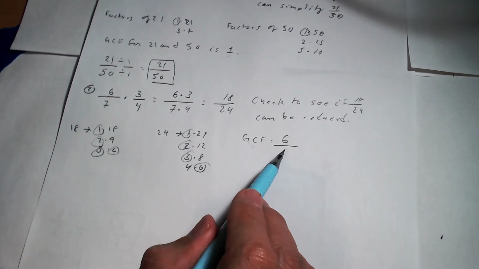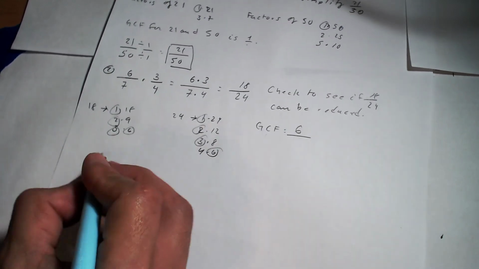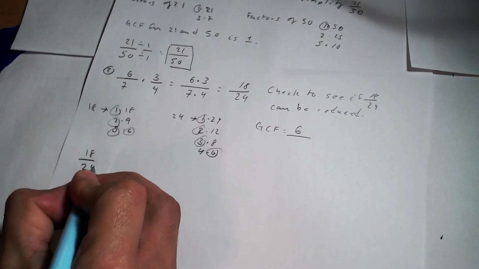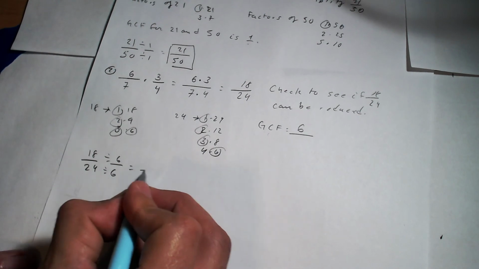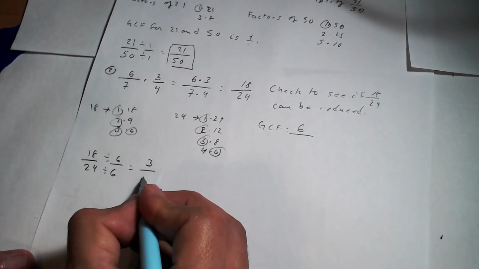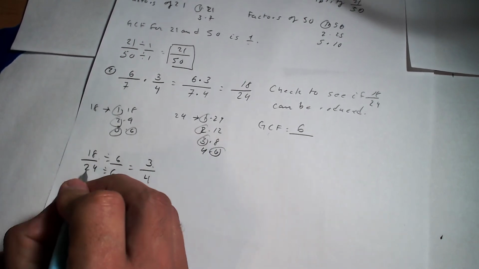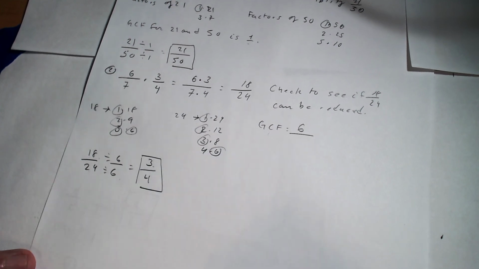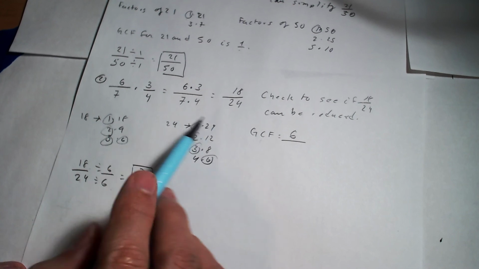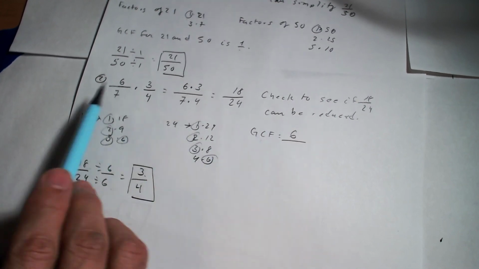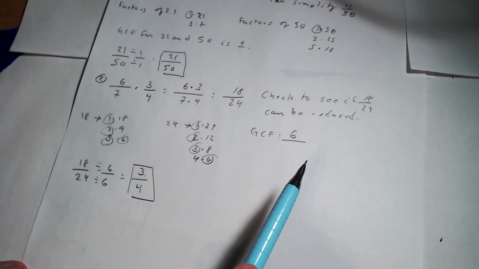So again, what do I do with the greatest common factor? So once I have the greatest common factor, I go ahead and divide the numerator by 6 and the denominator by 6. So this would give me what? 18 divided by 6 is 3, 24 divided by 6 is 4. So my answer would be what? 3 over 4. So that's one method of multiplying fractions. Just multiply straight across and then simplify it. Right?